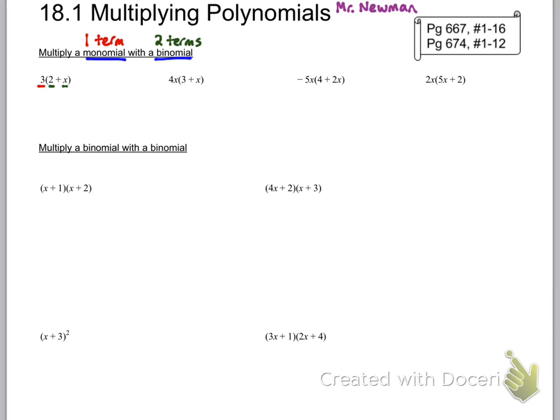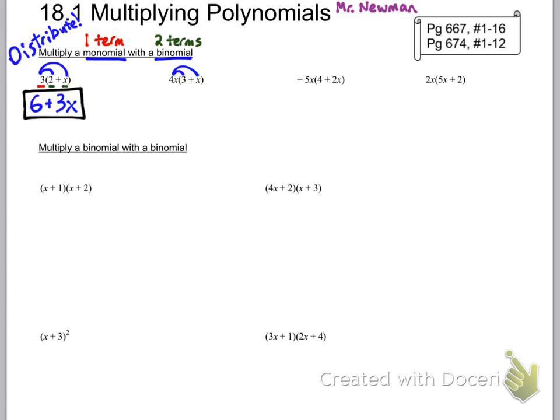I started us off with one that you guys have probably done before, because when you multiply this, you're just going to distribute. 3 times 2 is 6, and 3 times x is, well, 3x. This is using the distributive property, and that is what we're going to use over and over throughout this worksheet. 6 plus 3x, since you cannot combine those because they're not like terms, 6 plus 3x is simplified.